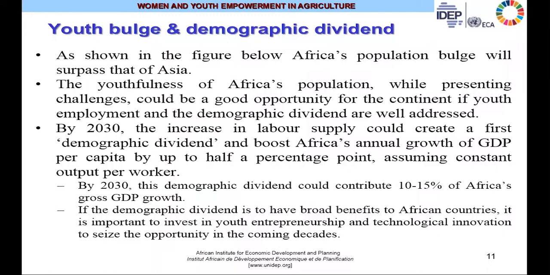By the year 2030, the increase in labor supply could create the first demographic dividend and boost Africa's annual growth of GDP per capita by up to half a percentage point, assuming constant output per worker. In other words, by the year 2030, this demographic dividend could contribute 10 to 15% of Africa's gross domestic product growth. If the demographic dividend is to have broad benefits for the continent, it is important, therefore, for governments in the continent to invest in youth entrepreneurship and technological innovation to seize the opportunity in the coming decades.